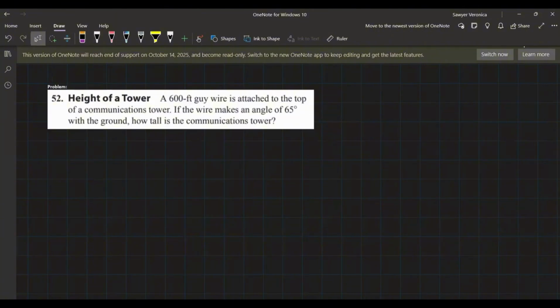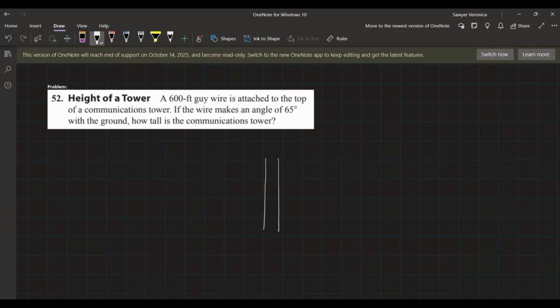Next problem. A 600-foot guy wire is attached to the top of a communications tower. If the wire makes an angle of 65 degrees with the ground, how tall is the communications tower? So let's draw this first.